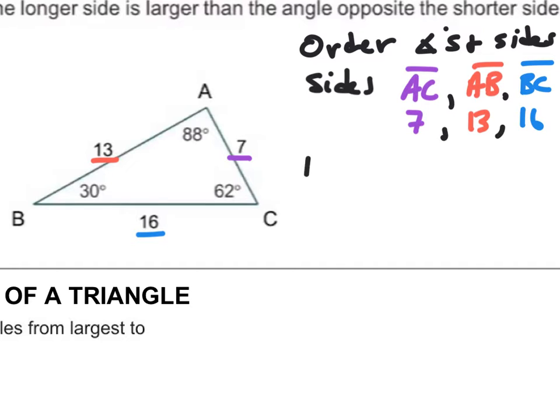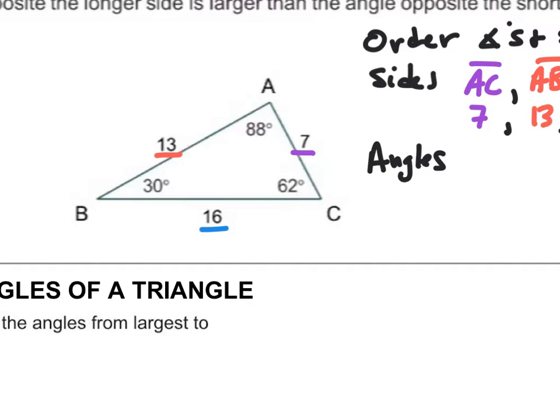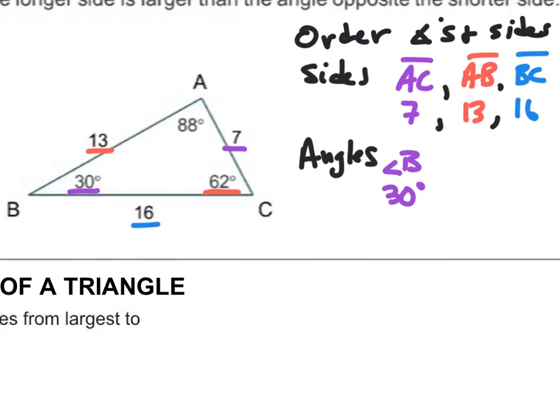Now I'm going to do the same thing, but with my angles. My smallest angle measure is 30 degrees, which is angle B. My next smallest angle is 62 degrees, which is angle C. And then my largest angle is angle A, which is 88 degrees.